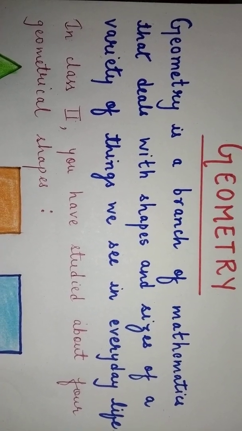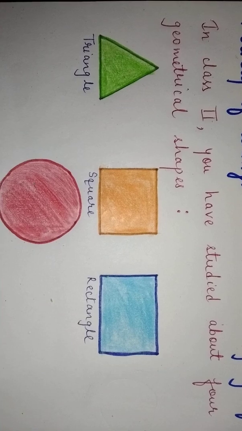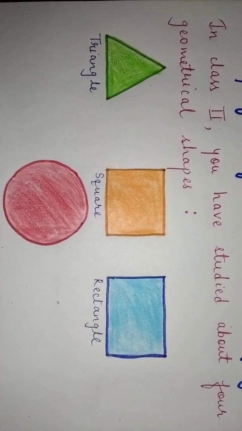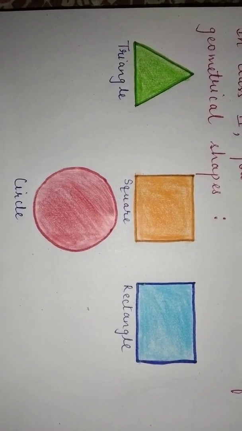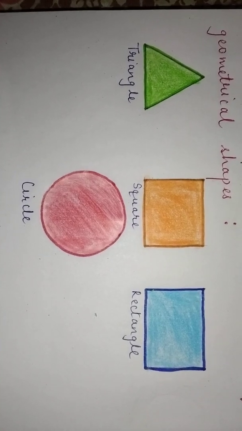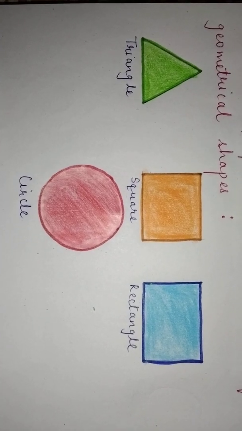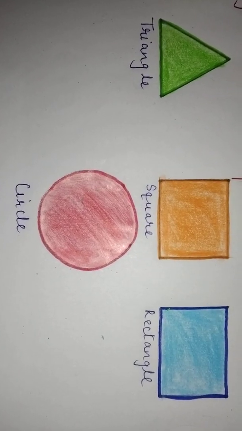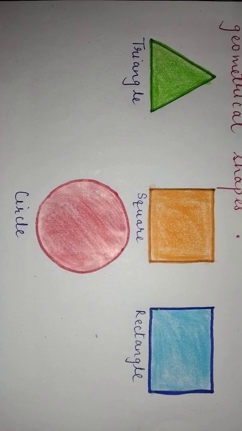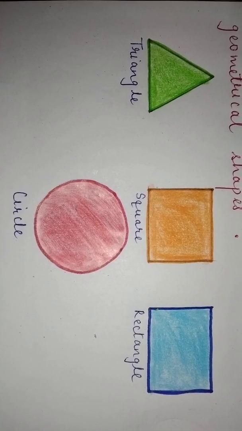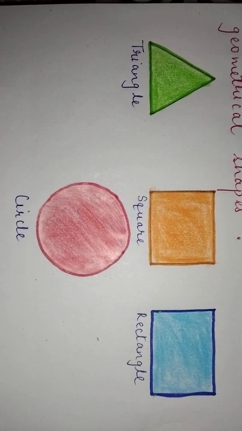So, children, in class 2, you have already studied the four basic geometrical shapes, that is triangle, square, rectangle, and circle. So, here in this chapter, you're going to learn the description of these basic shapes. Children, apart from these geometrical shapes, there are more shapes that you see in your daily life, such as cones, cylinders, and other shapes.